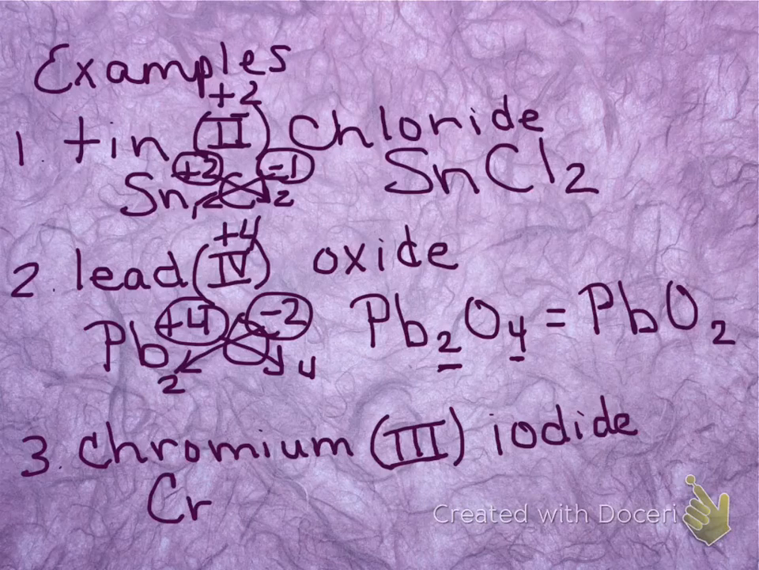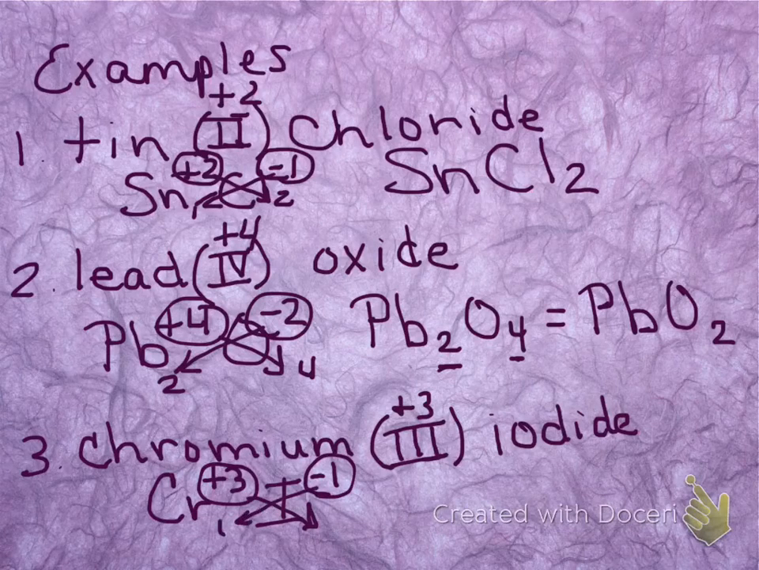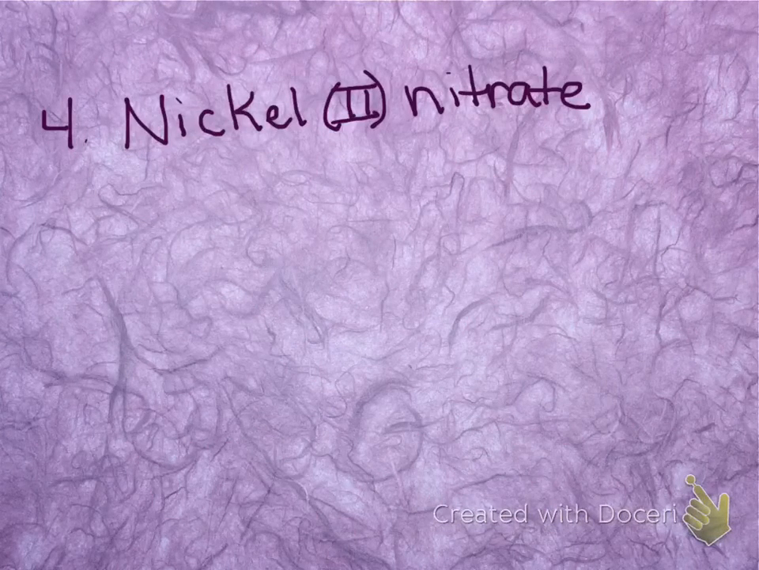Alright, 2 more. This one is chromium 3 iodide. Chromium is Cr, +3. The Roman numeral tells us this is +3. Iodide is I with a -1 charge. So we take the charges, crisscross them down, which gives us a final compound of CrI3.